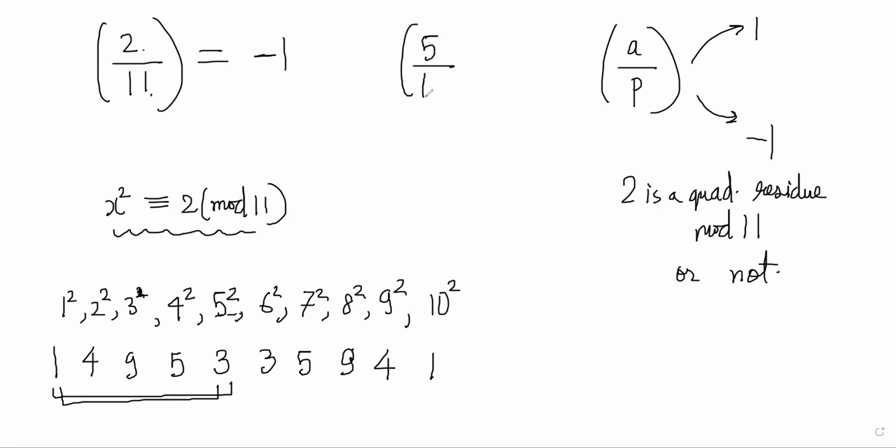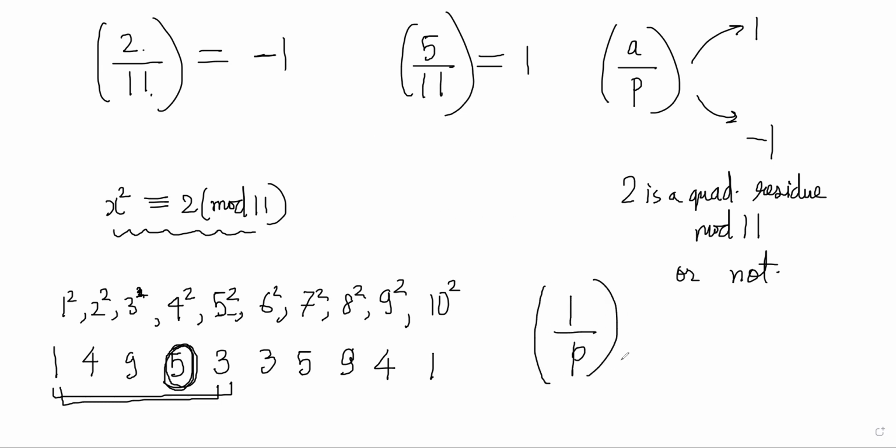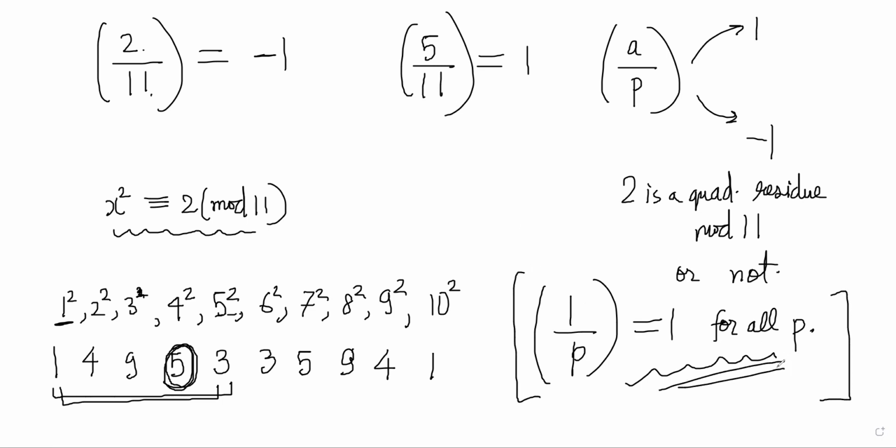Similarly, the Legendre symbol 5 by 11 should be +1, because we can see clearly that 5 is a quadratic residue mod 11, right? From here, it should also be obvious that the Legendre symbol of 1 over p is equal to 1 for all p. Why? Because 1 is always a quadratic residue mod p, because you can always say 1 square is congruent to 1 mod p, right? So the symbol 1 over p will always be equal to 1 for all primes.